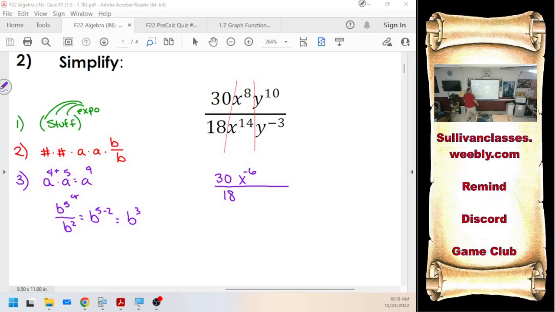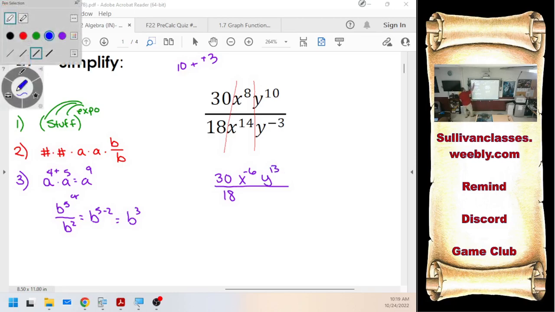And your y's, I'll take 10 minus a negative 3. Be careful. Remember, minus and negative are different buttons on your calculator. 10 minus a negative 3. Remember, add the opposite. 10 minus negative 3, you add the opposite. Okay.